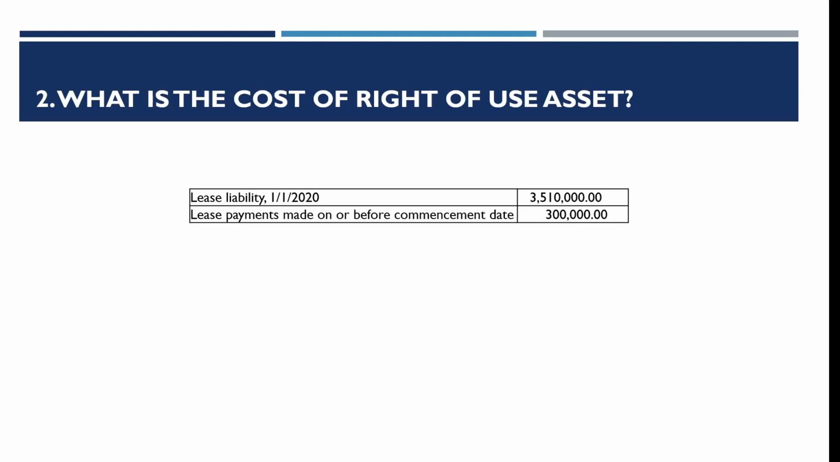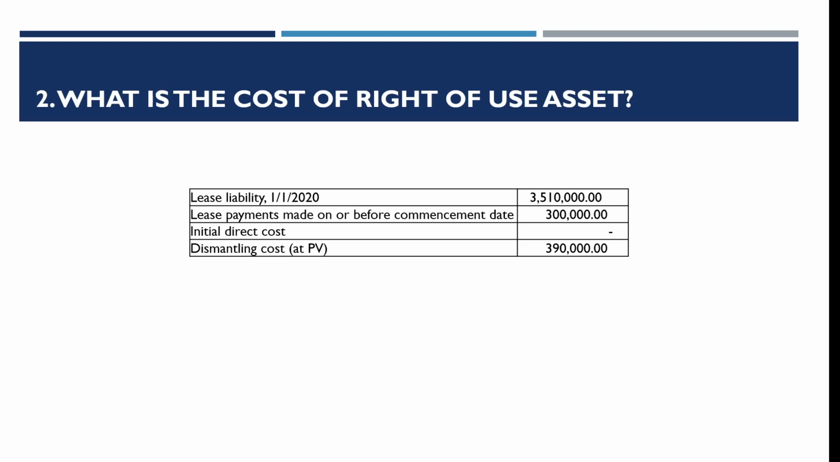May binayaran ba si lessee kay lessor? Answer, yes, meron. Magkano yan? 300,000. Capitalizable as part of right of use asset. Next, may initial direct cost ba tayo? Answer, wala akong nakikita sa problem, kaya 0. Last one, dismantling cost. Since naka-present value naman na siya, yan na agad ang isasali natin sa computation. Therefore, how much is your initial measurement of right of use asset? That is 4.2 million. That's your item number 2.